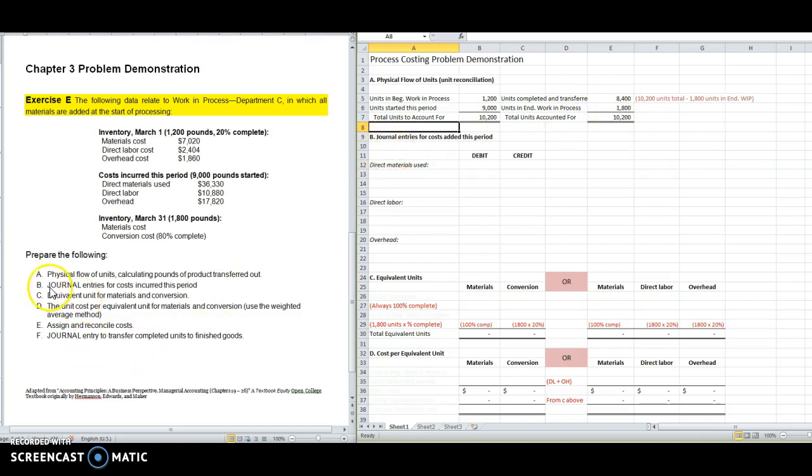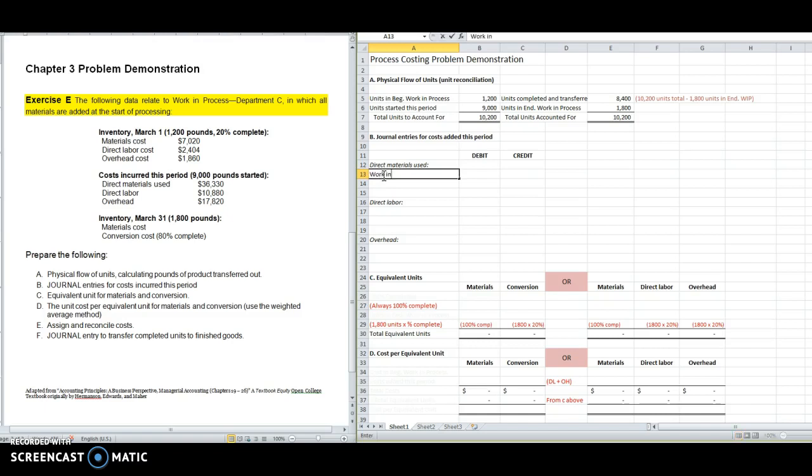Then the next section wants journal entries for the cost incurred. We don't need to do journal entries for the beginning inventory because those were already entered in the previous month. These were just carried over to this month. So we're interested in recording the costs, that means the dollar amounts, that were incurred this period. So we have direct materials, direct labor, and overhead. These are the same entries that we did in job costing. Whenever we record these costs, we debit work in process and we credit whatever it's coming from.